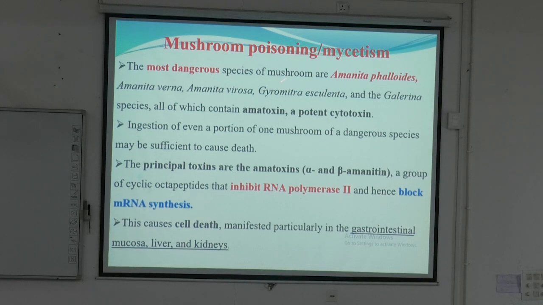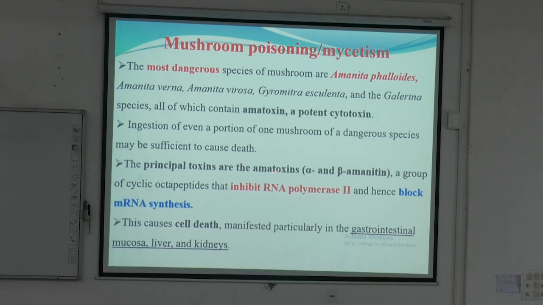So the most dangerous species of the mushrooms is Amanita phalloides. Remember, Amanita phalloides is the most dangerous. Apart from this, there are Amanita verna, virosa, Gyromitra esculenta and Galerina. Okay. All of which contain amatoxin. Amatoxin is a potent cytotoxin that mainly acts on the cholinergic nerves. Ingestion of even a portion of one mushroom of a dangerous species may be sufficient to cause death, like this Amanita phalloides.